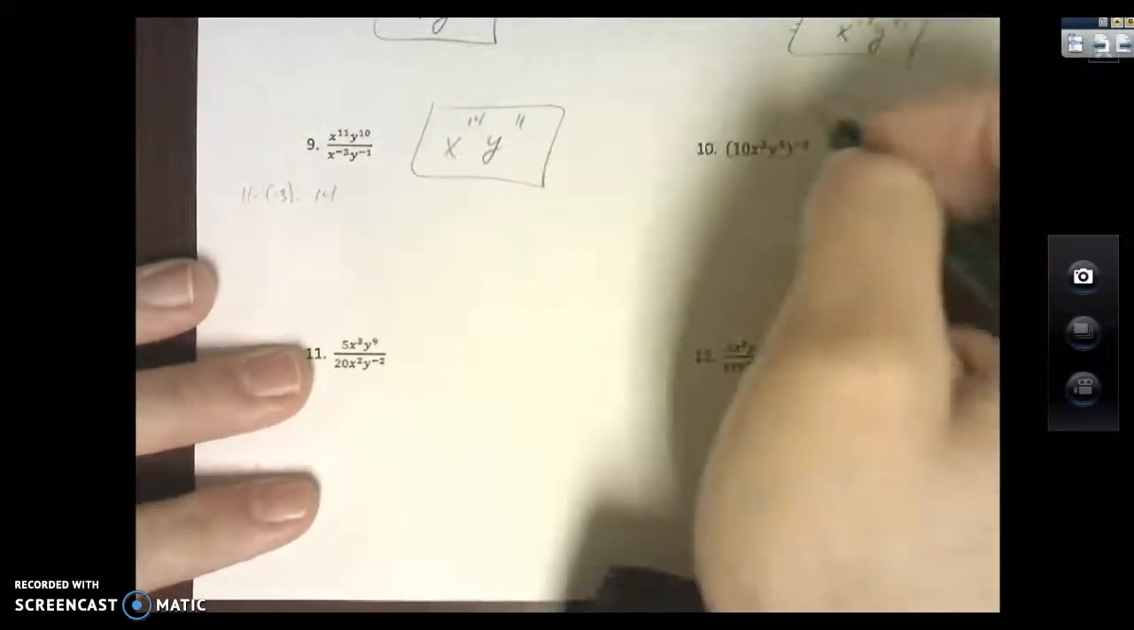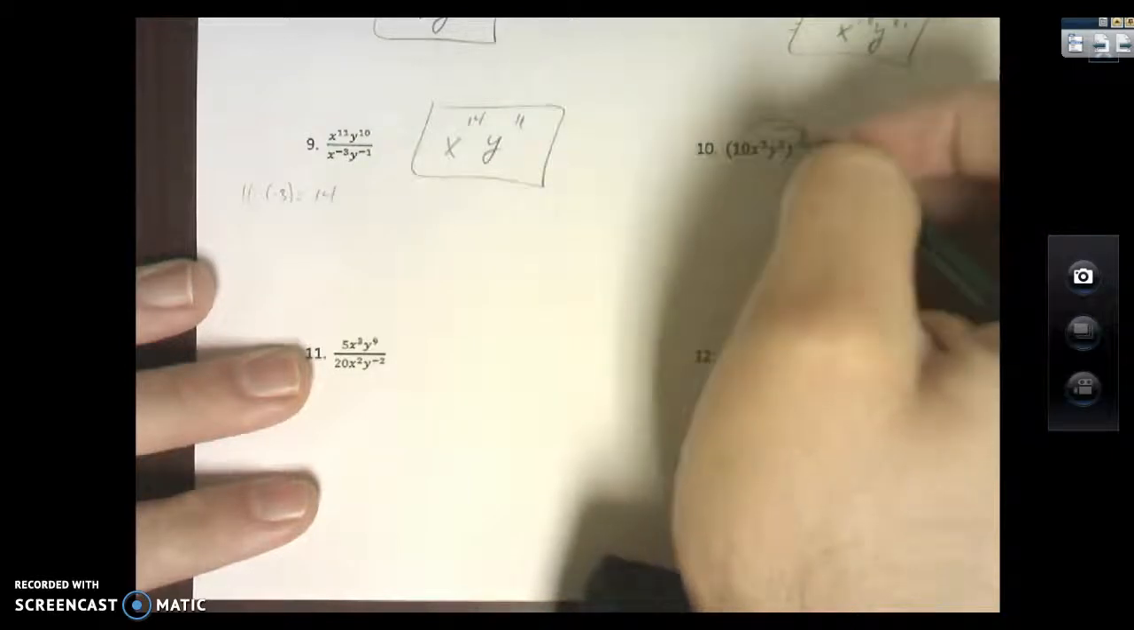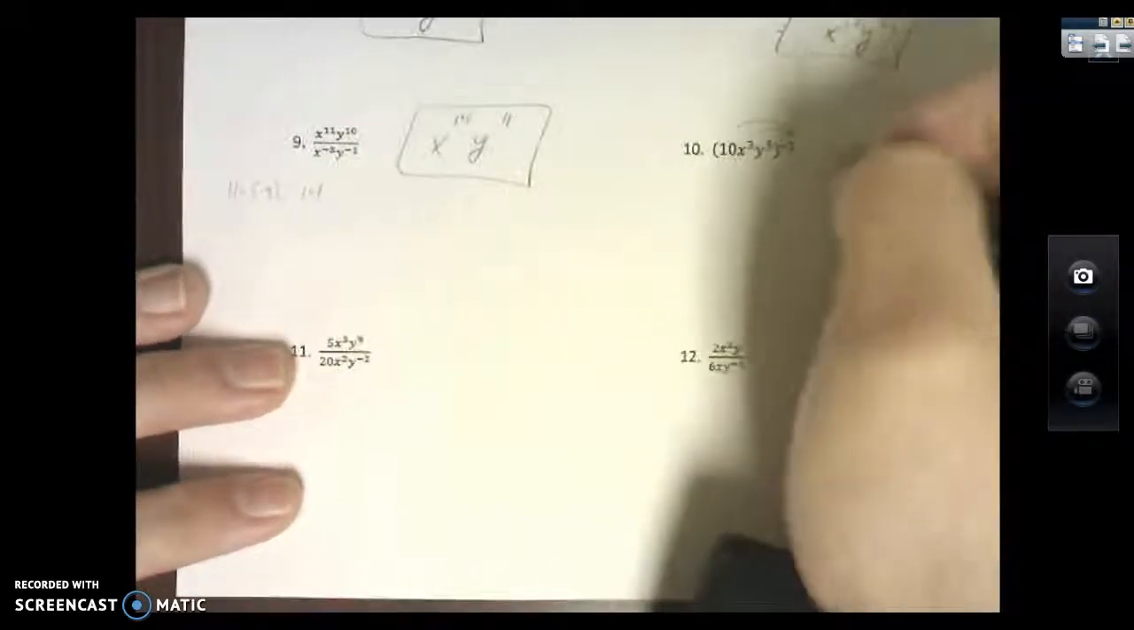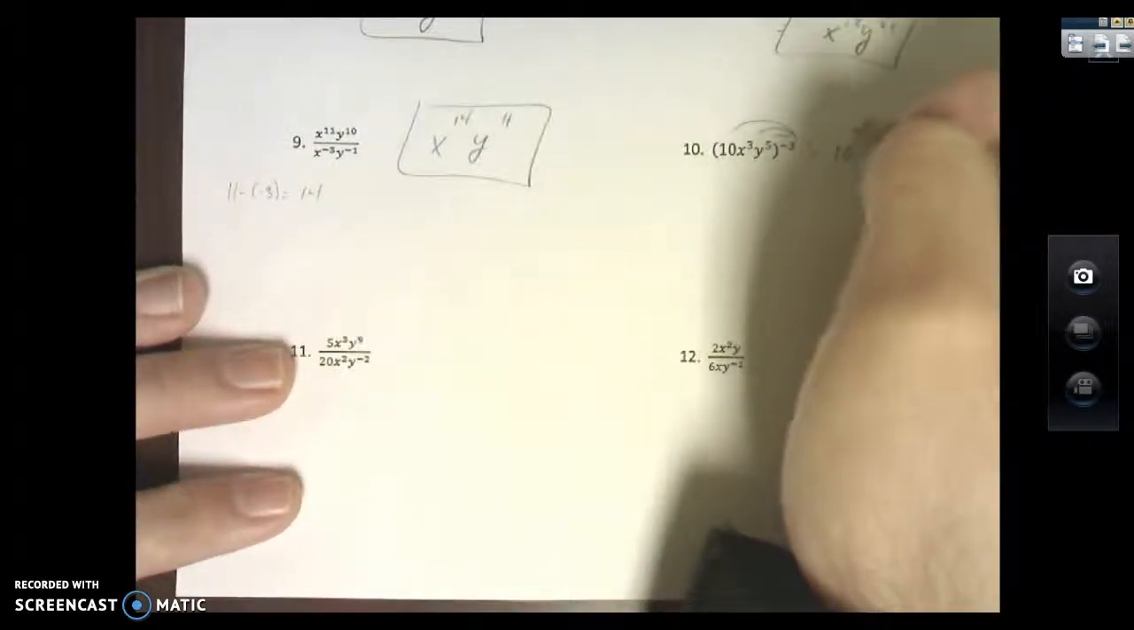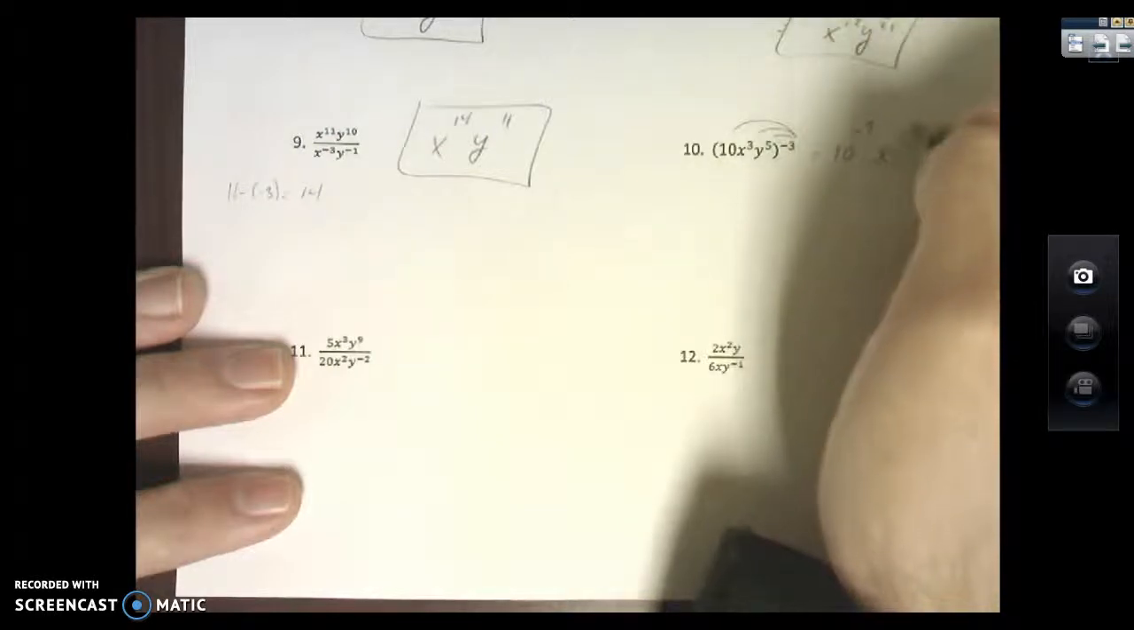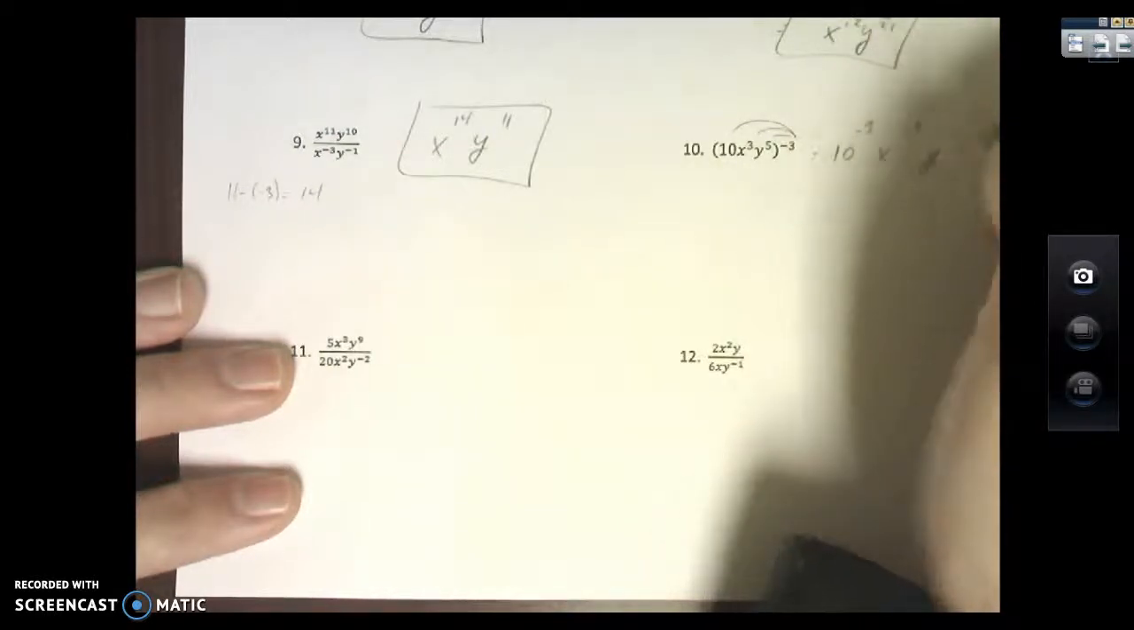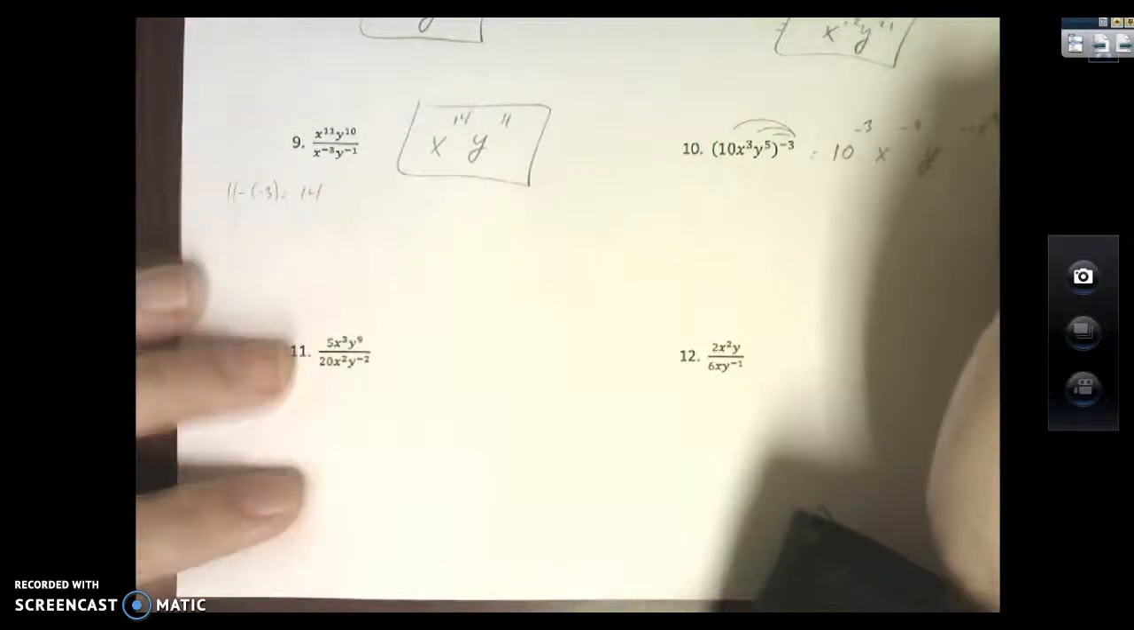Number 10. It just gets distributed to all three terms. So I get 10 to the negative third, x to the negative 9, y to the negative 15th.